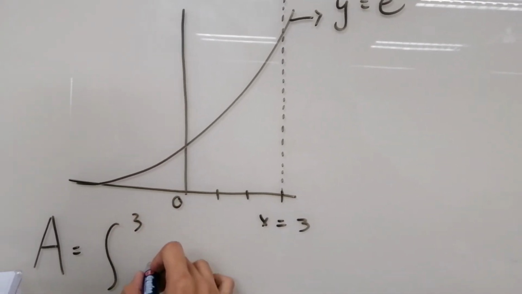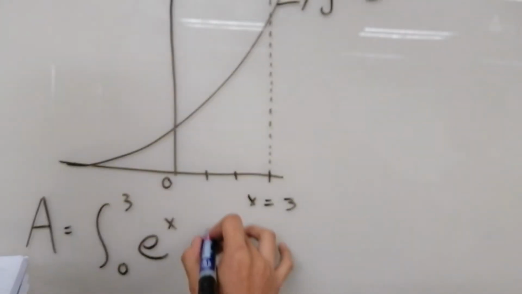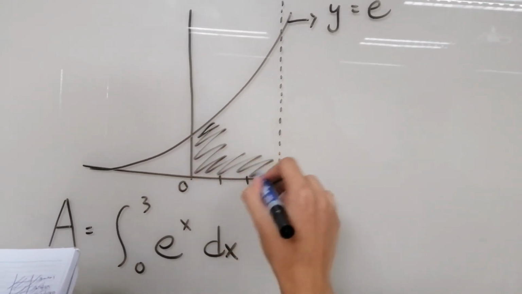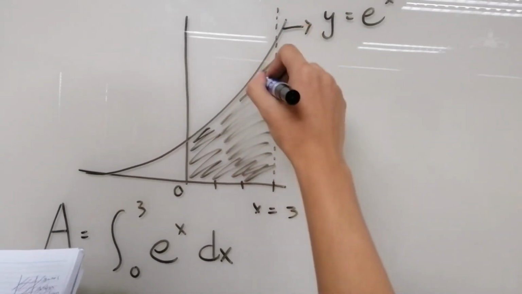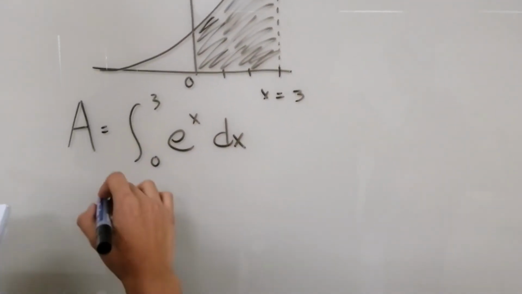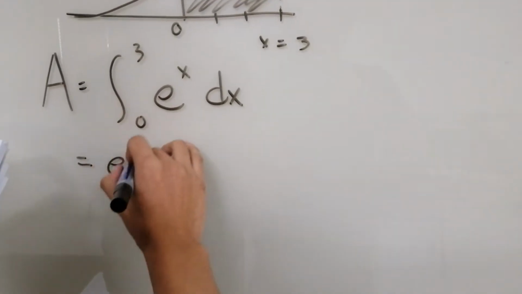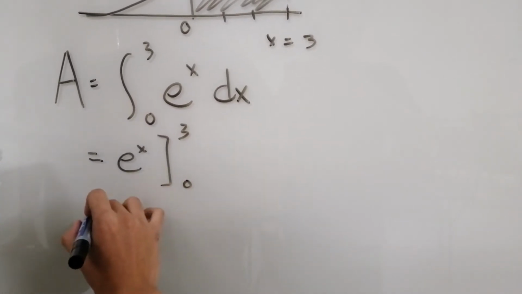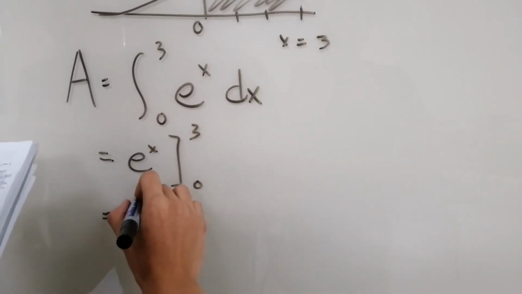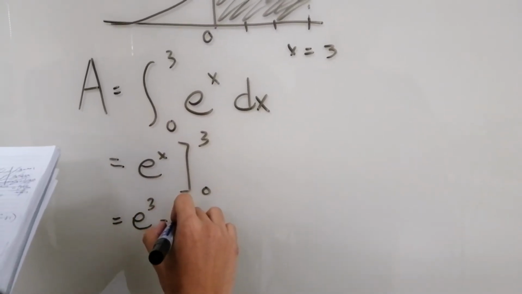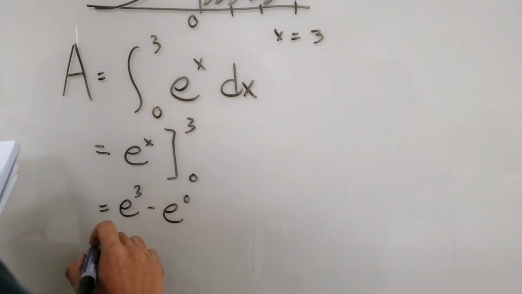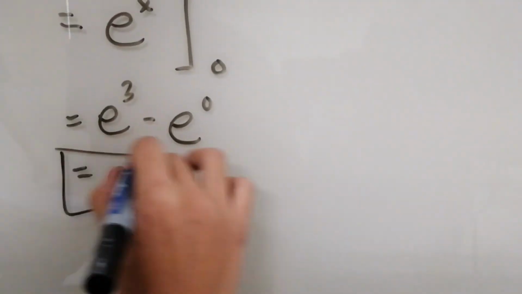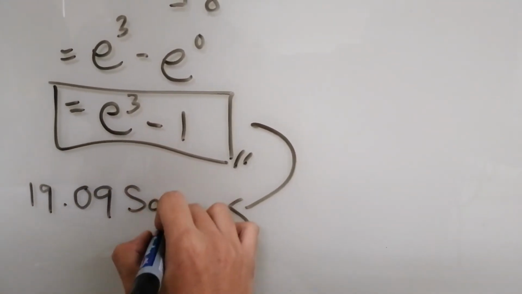Next is to set up the definite integral. A equals the integral of e raised to x dx, having a limit of 0 to 3. And we are ready to integrate it. The integral of e raised to x is e raised to x. And we are ready to substitute the x values. e raised to 3 minus e raised to 0, e raised to 3 minus 1, and then we will have an answer of 19.09 square units.